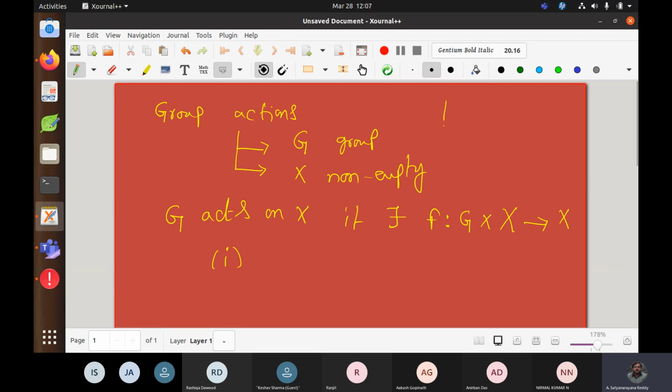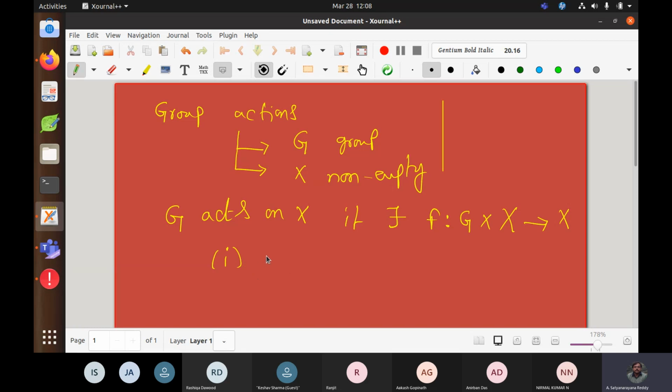So in the previous class, I told you to recall what you studied earlier. Like scalar multiplication in vector spaces, right? It is a map from F cross V to V, like that here G cross X to X. But of course, here G is a group, there F is a field. So it is just an analogy. But here there are certain conditions.